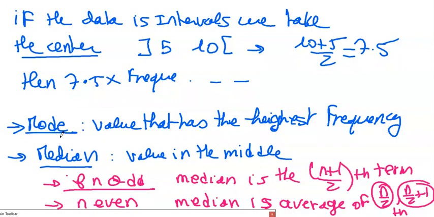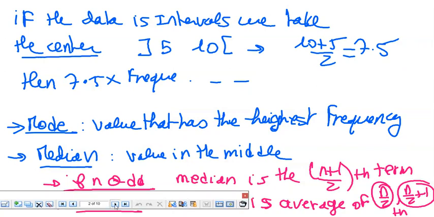What does mode mean? Mode is the value that has the highest frequency. The median is the value in the middle. And in this case, I have two cases: if n is odd or n is even. If the total number is odd, it's easy. The median is the term that is n plus 1 over 2. And if n is even, the median will be the average of the n over 2 and the n over 2 plus 1 terms.